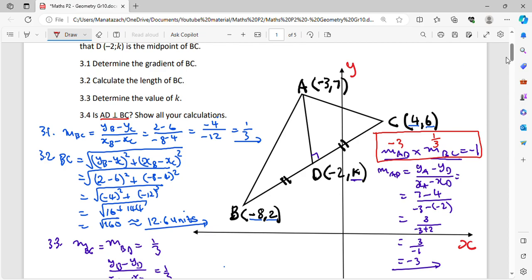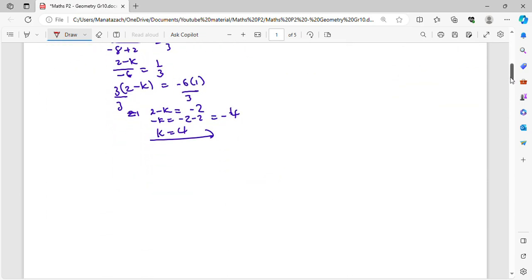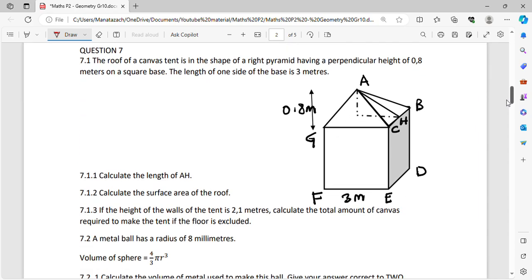Okay, now let's go to the next part of our next question altogether. Okay, so this question says the roof of a canvas tent is in the shape of a right pyramid having a perpendicular height of 0.8 meters on a square base. The length of one side of the base is 3 meters. The first question is to calculate the length for AH. Okay, let's quickly work out the length for AH. Let's write 7.1.1 right here.